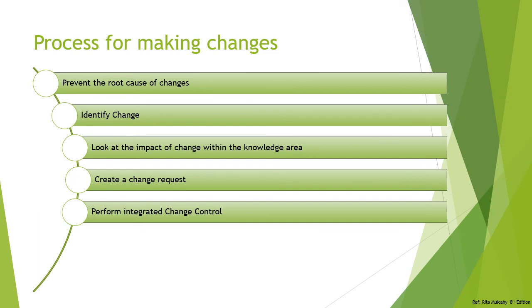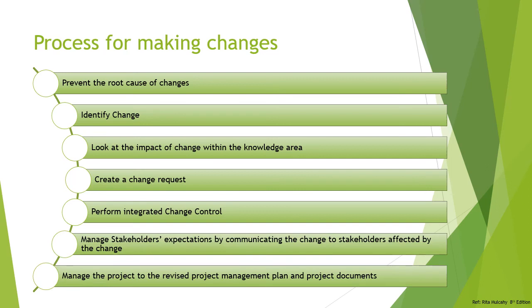And finally, in perform integrated change control, if the change is approved, you should update all the project plans and documents. Next is manage stakeholders' expectations by communicating the change to stakeholders affected by the change, and manage the project to the revised project management plan and project documents. Means you have to update your project management plan, you have to follow the updated project management plan and updated project documents while dealing with the change requests.